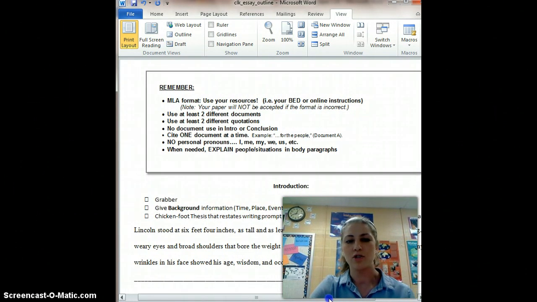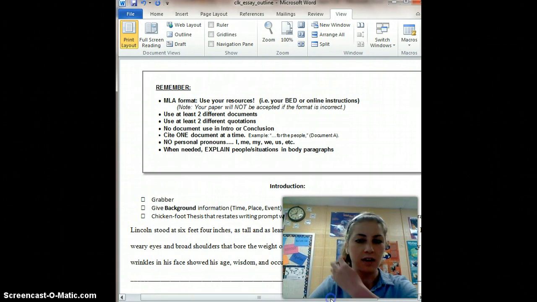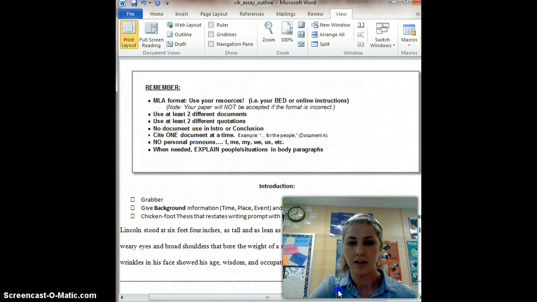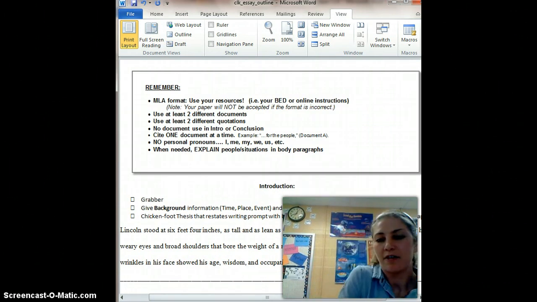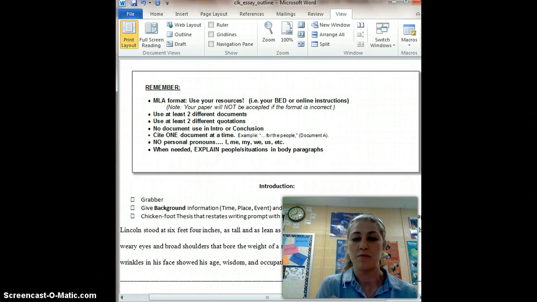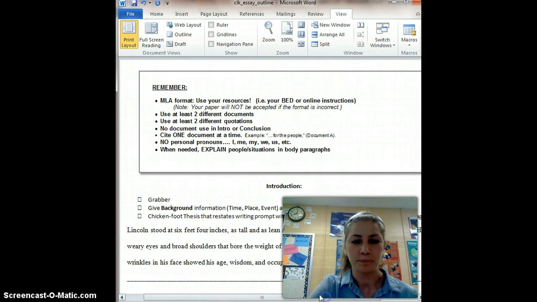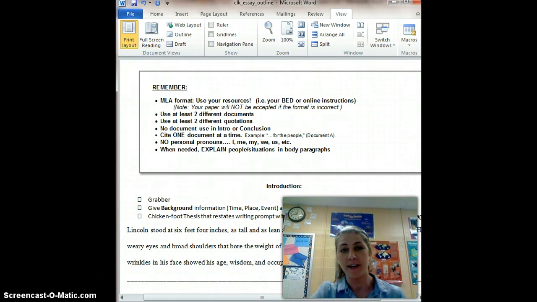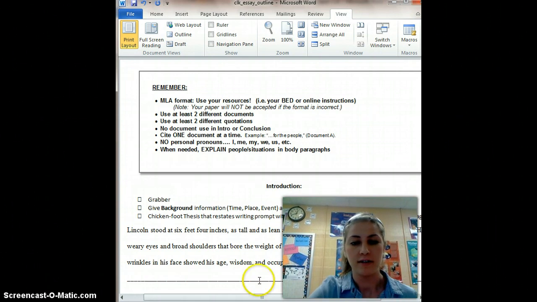"He had weary eyes and broad shoulders that bore the weight of a nation." And bearing the weight of a nation just means that he had a lot of responsibilities on his shoulder, and they took a toll on him. "Like the lines of a tree trunk, the many wrinkles in his face showed his age, wisdom, and occupation." Okay, so you've seen with a lot of presidents that as they have more and more stress, you get more wrinkles, and I'm using a simile to compare those stresses and those wrinkles to the lines of a tree trunk. And then we have age, wisdom, and occupation, so I'm using parallelism there by doing things in sets of 3 because it just sounds good. It's a good rhetorical device. All right.